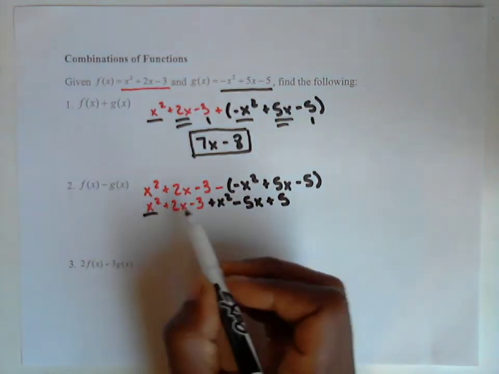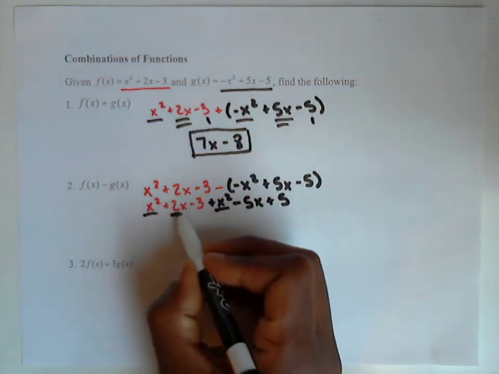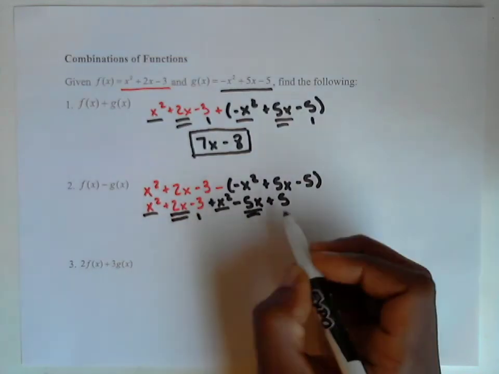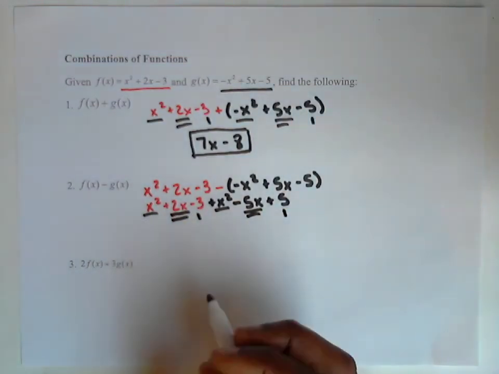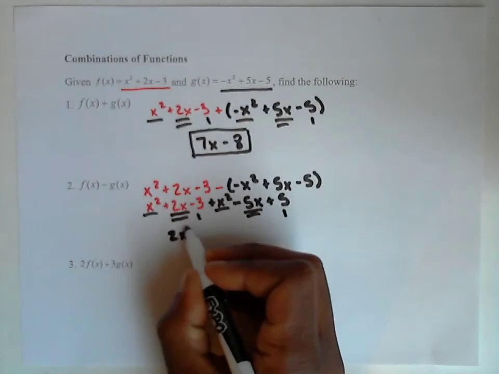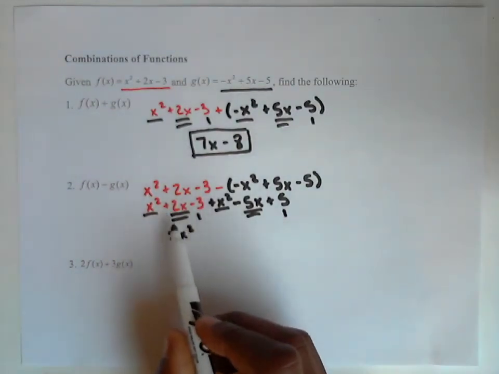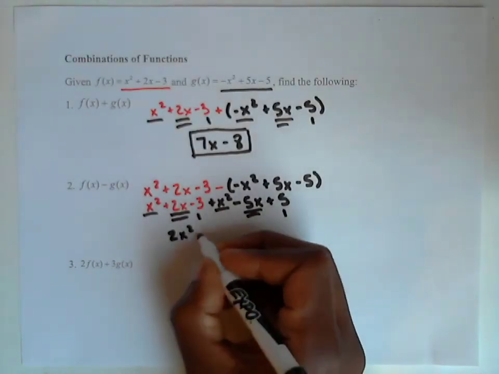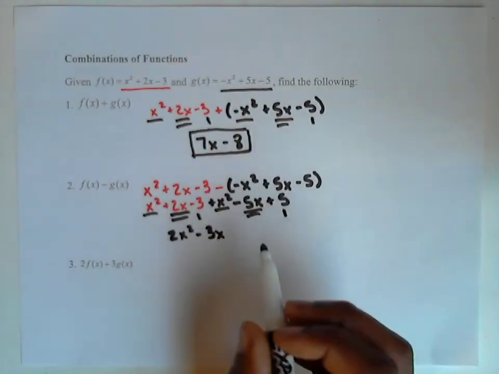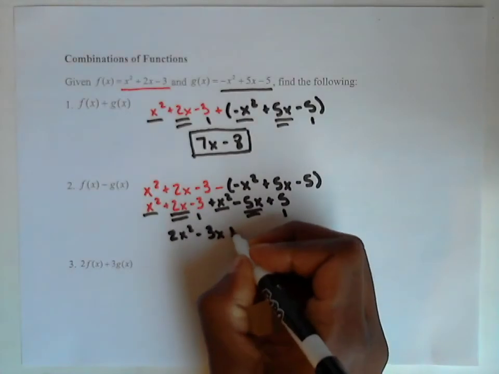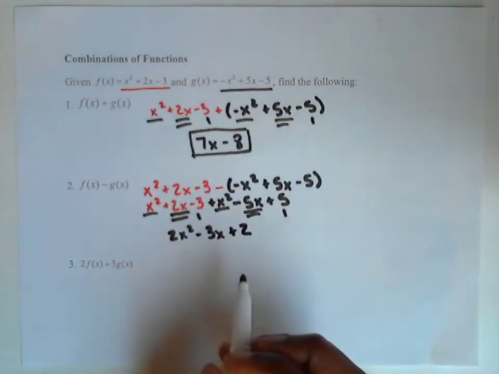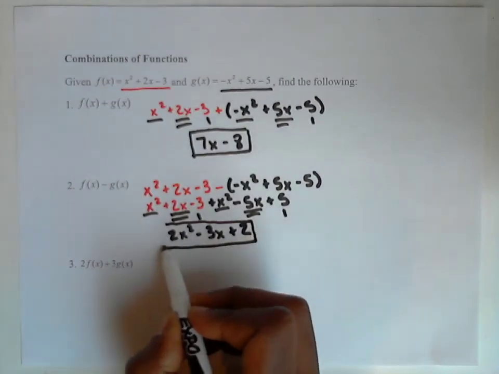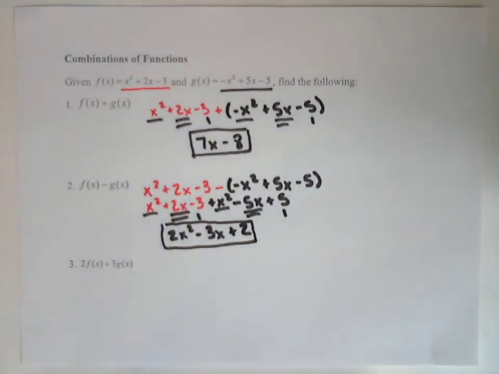Now again, I can go through and look for my like terms. I've got x squared values, I've got x values, and I've got constants. When I have x squared plus x squared, I get 2x squared. I've got 2x plus a negative 5x, so I get negative 3x. And I've got negative 3 plus 5, so I get plus 2. So 2x squared minus 3x plus 2 is f of x minus g of x.